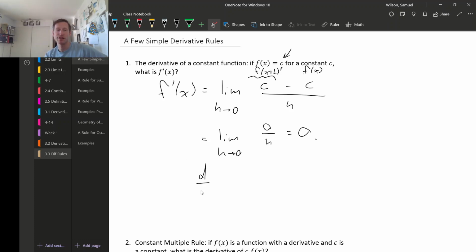If we wrote it in Leibniz-style notation, it would look like this. That kind of makes sense because if a derivative is a rate of change, constants don't change, and so their rate of change ought to be 0, and sure enough, it is 0.